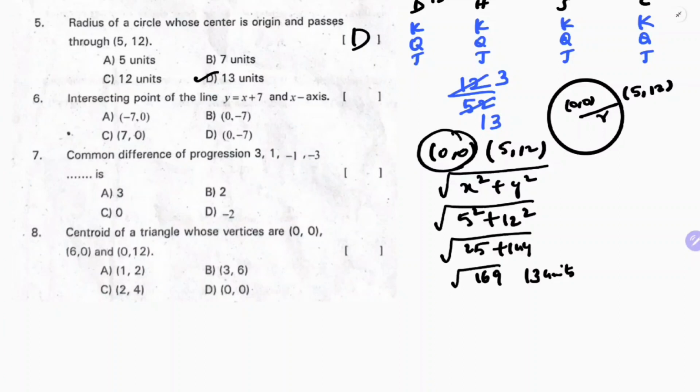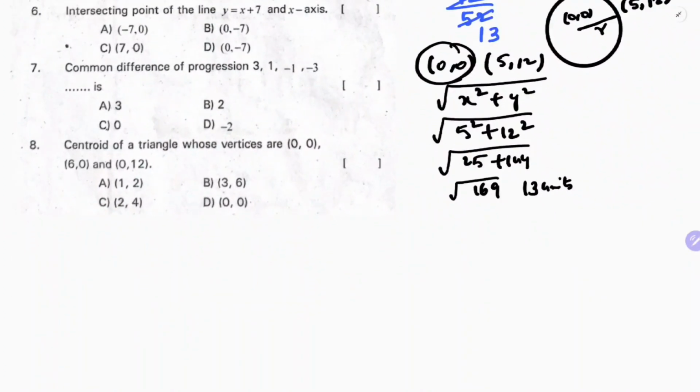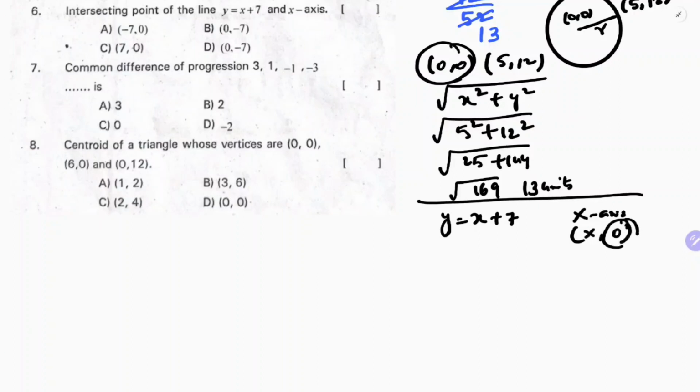Next question. The line y equals x plus 7 cuts the x-axis, and we need the intersection point of y equals x plus 7 and the x-axis. See, for any point on the x-axis, the y value will be 0. So to get a point on the x-axis, substitute 0 in place of y. So 0 equals x plus 7. So x equals minus 7. So the point where it meets the x-axis is (minus 7, 0). So the correct option is A.